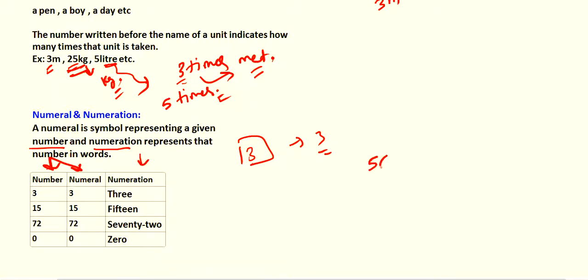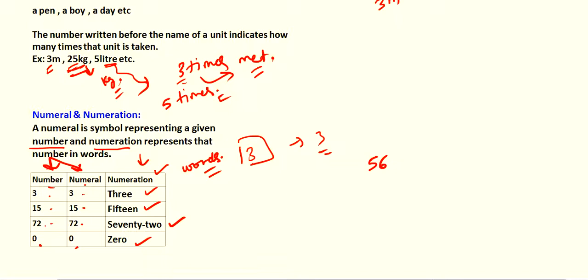For example, 56. So you can write this as fifty-six. Clear? 3 is given here, so it is three. 15, so write fifteen. 72. Number and numeral both are the same, digits. But numeration is something different, which we will write in words. That is seventy-two. 0, number and numeral both the same, and numeration it is zero. So what we are writing in words is known as numeration.